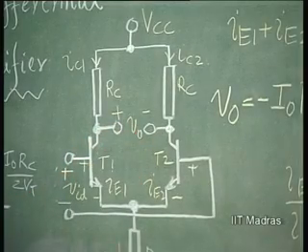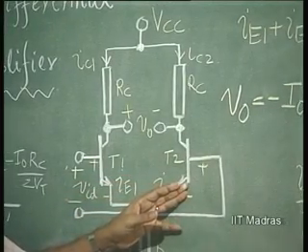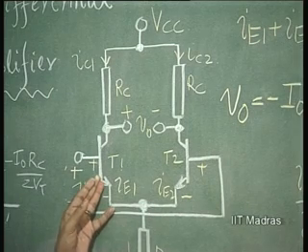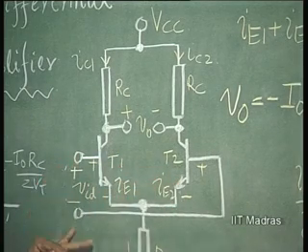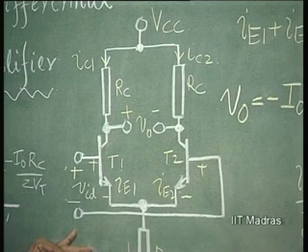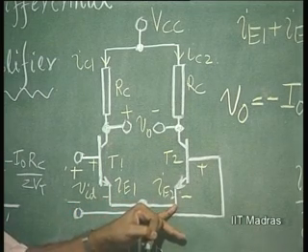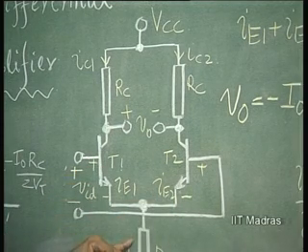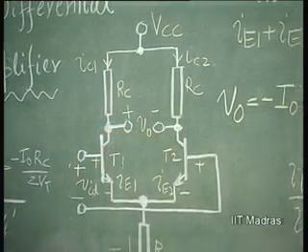Why is it going to happen? Simply because these two transistors are not so matched. IE naught of this transistor is not the same as IE naught of this transistor. In which case, even when this is 0, these two currents will be different, even though the base to emitter voltages are the same. So, the output will be having an offset.